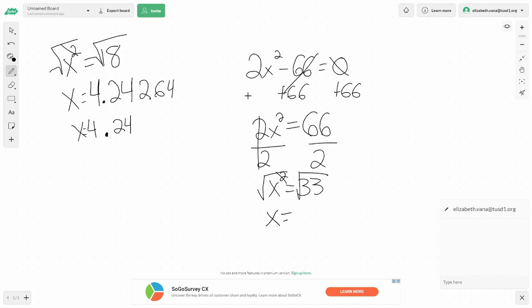The square root of 33 is not something I have memorized, so I plug it into my calculator. And I get 5.74. Something we forgot to do on the other one as well is that this should be positive or negative. It can be a positive or a negative 5.74, or a positive or negative 4.24.